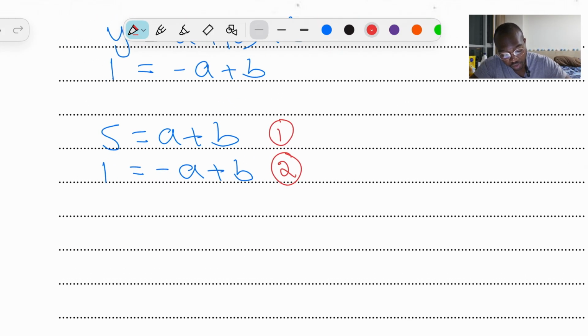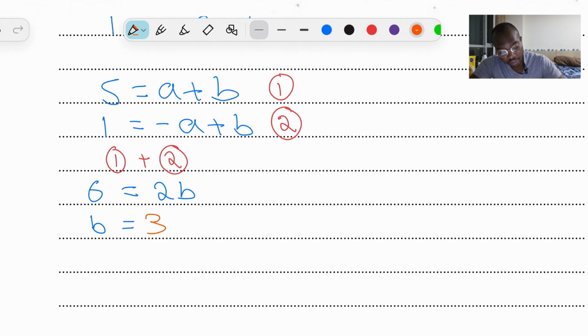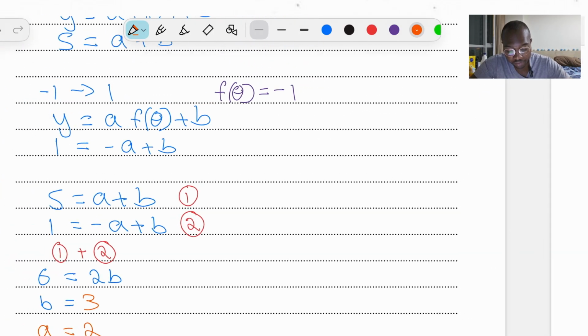So if we do equation 1 plus equation 2, that will get rid of our a values. So if we do that, we get 5 plus 1, which is 6. Our a's cancel out, and we get 2b. Therefore, we know b is equal to 3. And therefore, we also know that a would be equal to 2. So we've worked out our a and b values now.